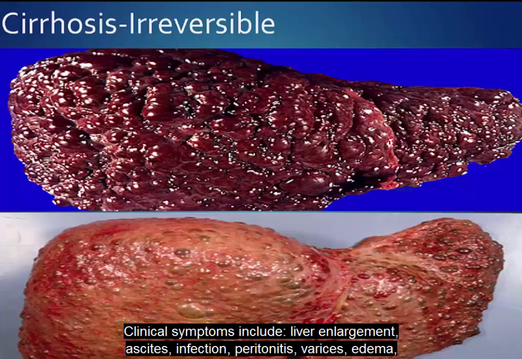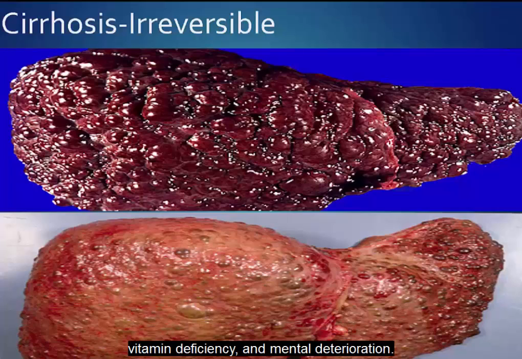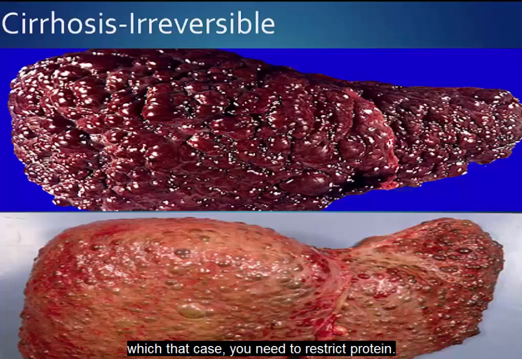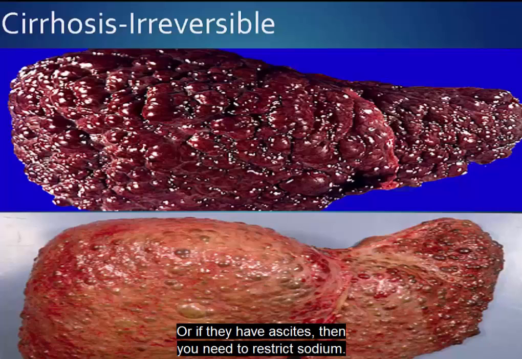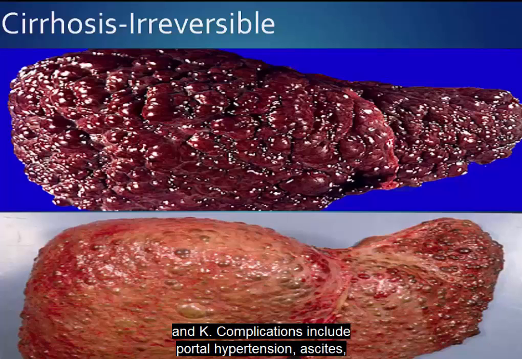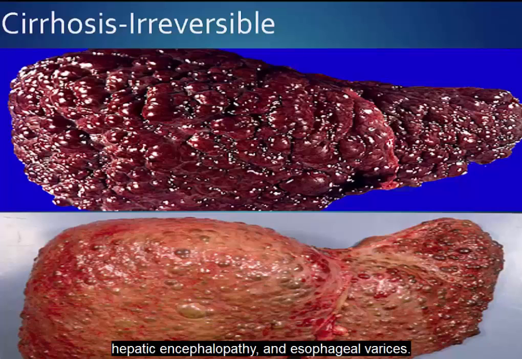Clinical symptoms include liver enlargement, ascites, infection, peritonitis, varices, edema, vitamin deficiency, and mental deterioration. Treatment is no alcohol and a well-balanced diet unless they have hepatic encephalopathy, in which case you need to restrict protein, or if they have ascites, then you need to restrict sodium. They will also need vitamin supplements such as B complex, folic acid, and A, C, and K. Complications include portal hypertension, ascites, hepatic encephalopathy, and esophageal varices.